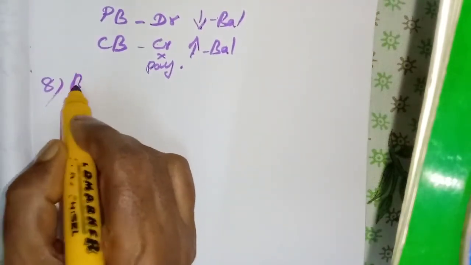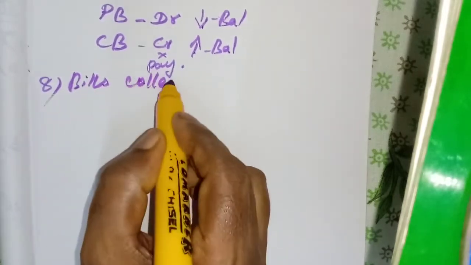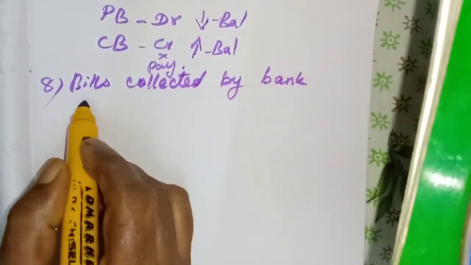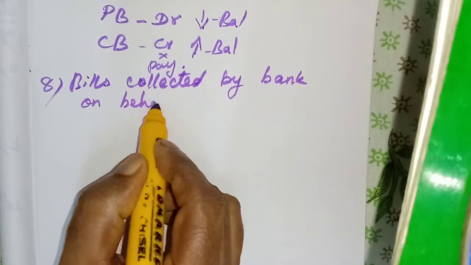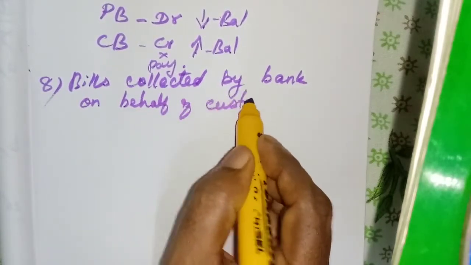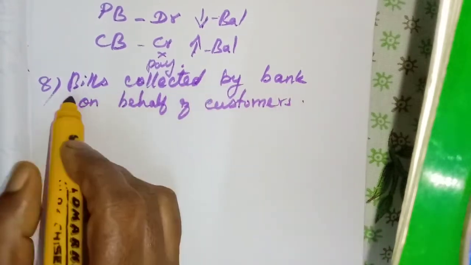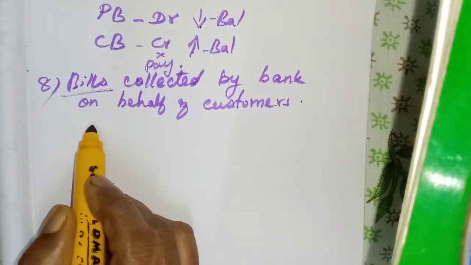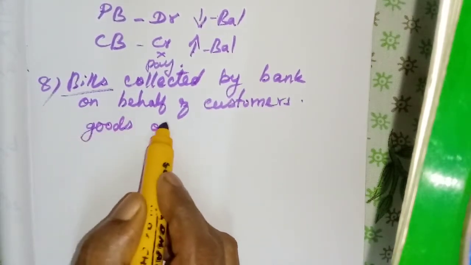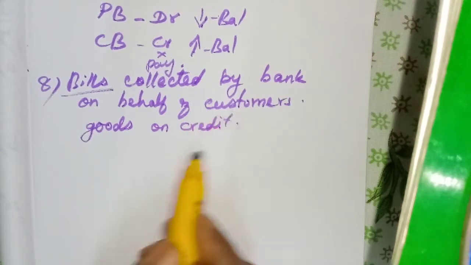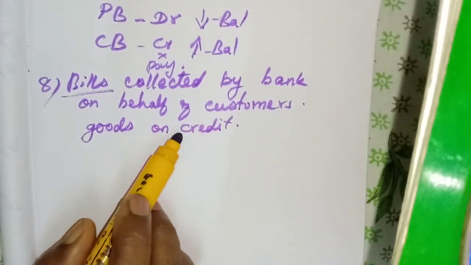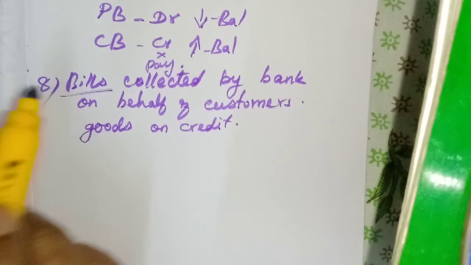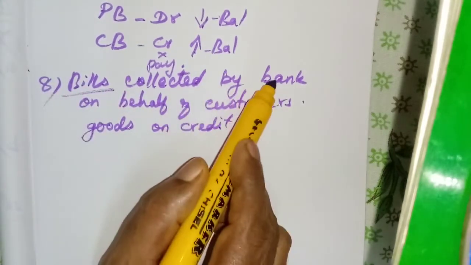Okay, the bills collected by bank on behalf of customers. So for the customers, the bank will collect the bills. When the bills occur, when the business concern sells goods on credit, isn't it? So a bill of exchange will be prepared by the selling concern. Okay, the business organization will prepare the bill. These bills will be given to the bank for collection.